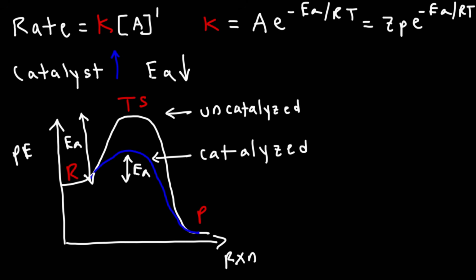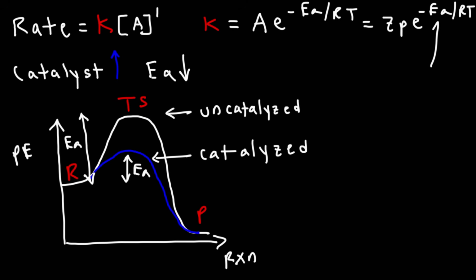A catalyst achieves this by providing the reaction with an alternative pathway. It actually changes the reaction mechanism. It allows the reactants to become products by taking a different route, so to speak. So that's how the catalyst can lower the activation energy. It helps the reaction find an easier way to go from reactants to products.